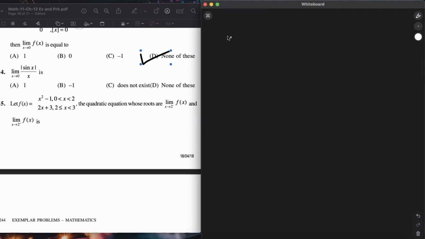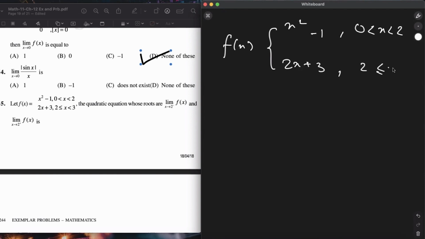So we have been given a function f(x) which is behaving in this manner. x square minus 1 for when x is from 0 to 2. Alright. And 2x plus 3 when x is from 2 to 3. So the quadratic equation whose roots are the limits from the left hand and right hand side. All right, so we basically just have to find the LHL and RHL, and then we can find the quadratic equation as well.